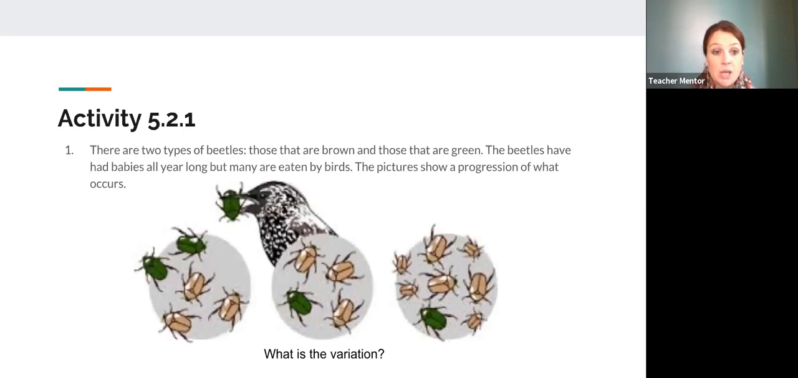Okay, so again, there are two types of beetles, those that are brown and those that are green. The beetles have had babies all year long, but many are eaten by birds. The pictures show a progression of what occurs. So again, we have similar pictures to what we saw in our presentation. Going from the left to the right, what is the variation within this example? Any ideas of what the variation, the difference, is between these two beetles?